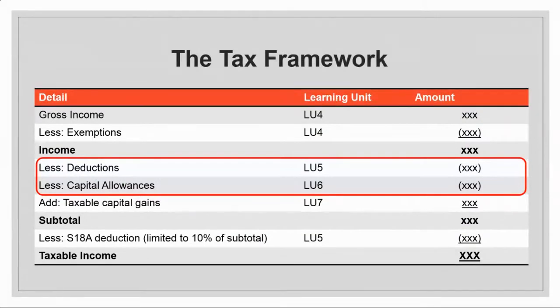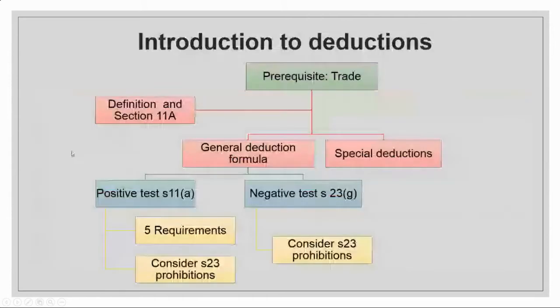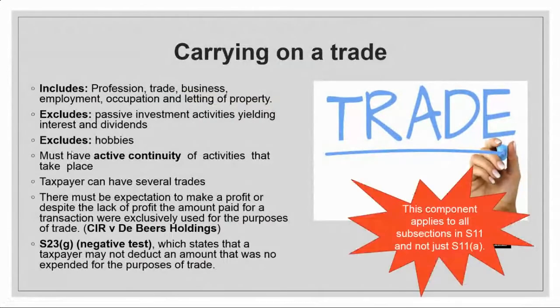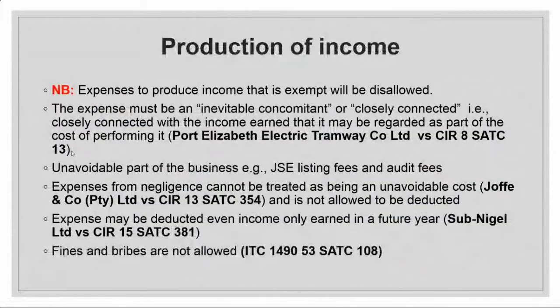Okay, so if we look at the tax framework, if we talk about production of income, we are talking about this line item. So that is the gross income after the exemptions. So if this amount here is 0, that means we have not actually produced any income, and then you will not be allowed to deduct that expense. If there is an amount on that line item, then you would be allowed to deduct that expense.